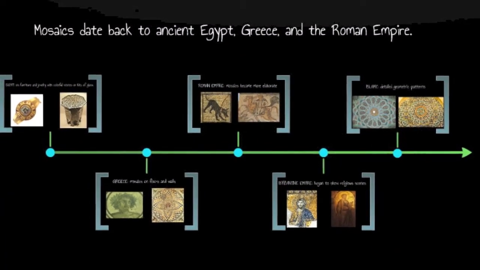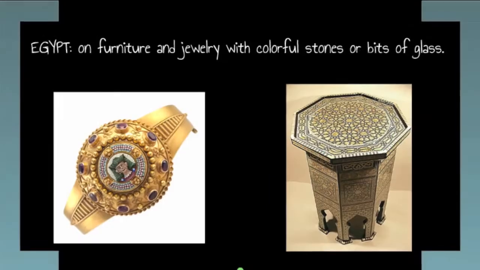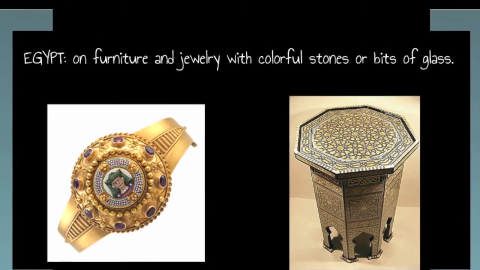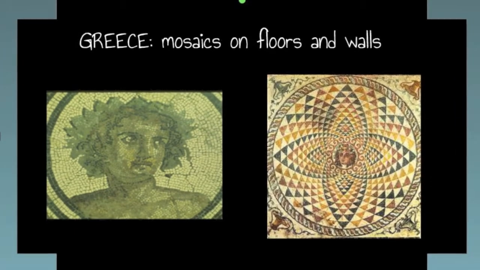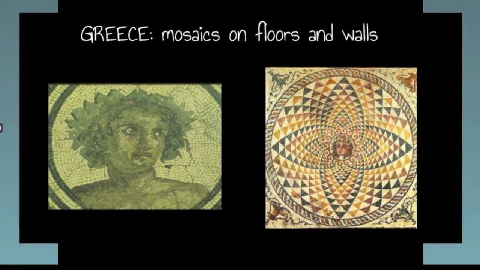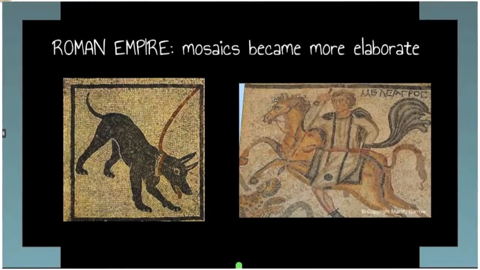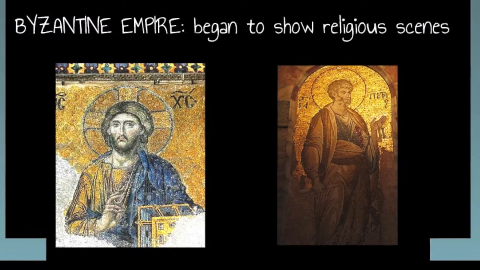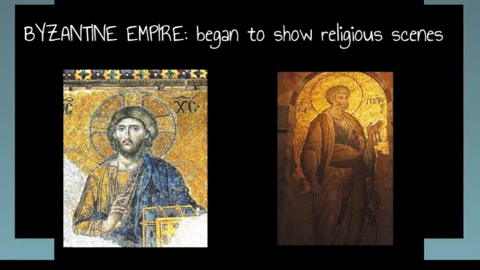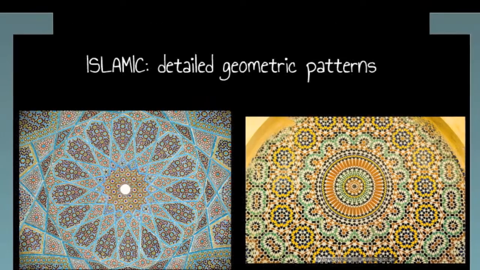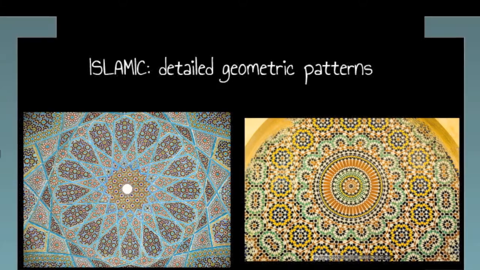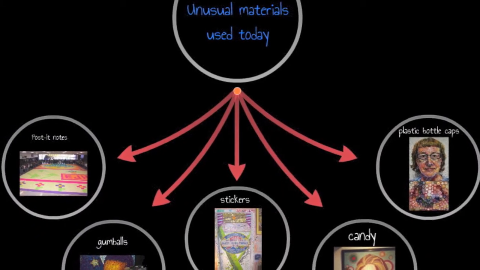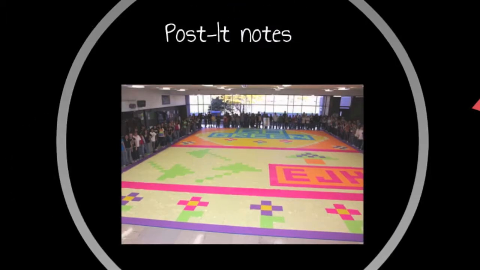Mosaics date back to ancient Egypt, Greece, and the Roman Empire. In Egypt, they were found on furniture and jewelry with colorful stones and bits of gold. In Greece, they were found on floors and walls. In the Roman Empire, mosaics became much more elaborate. In the Byzantine Empire, they began to show religious scenery. In Islamic art, they used geometric patterns. Today, artists use a variety of materials to create their mosaics.